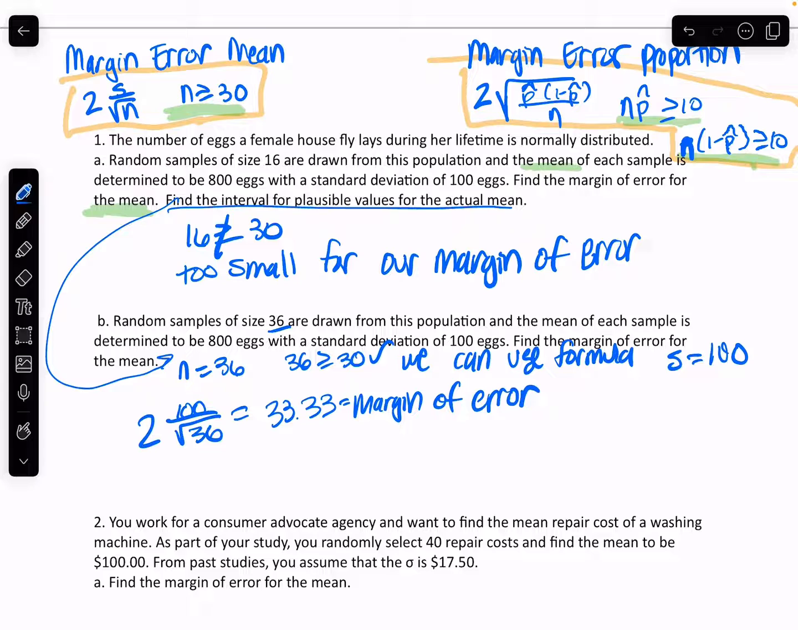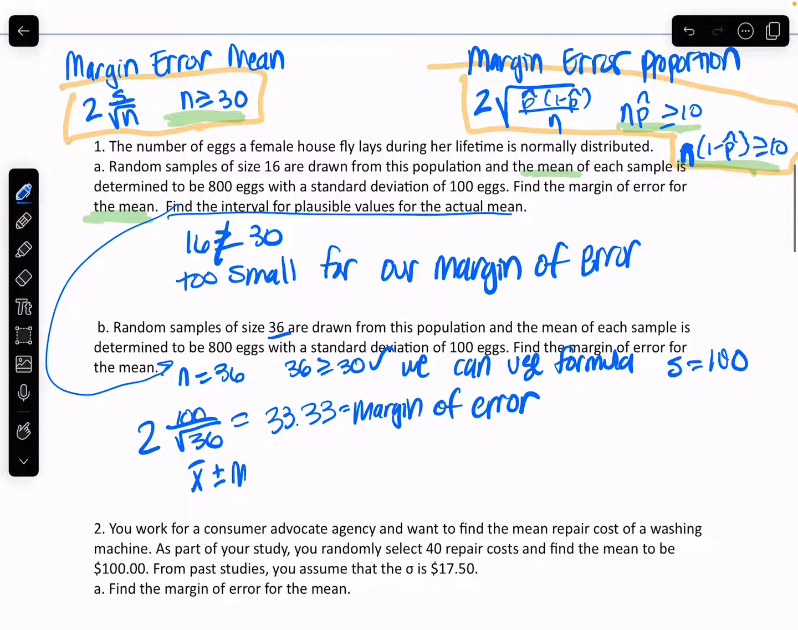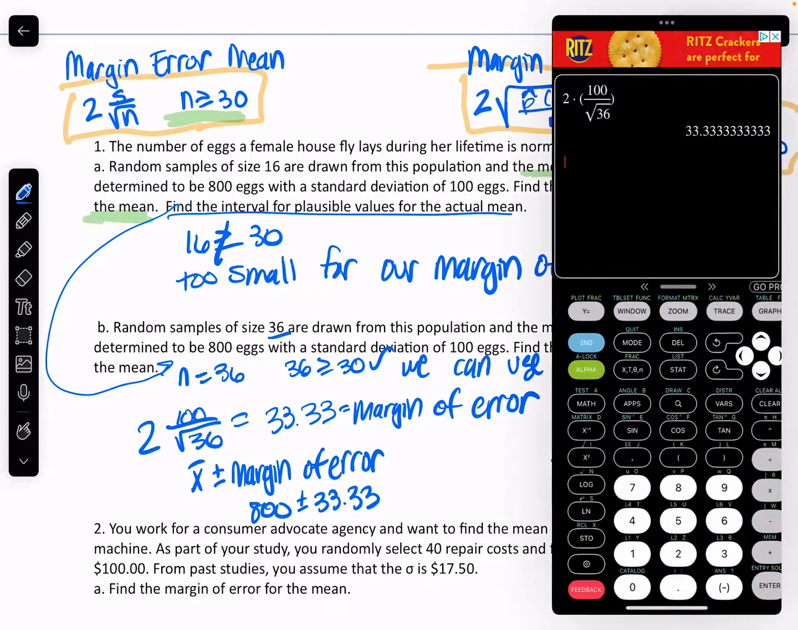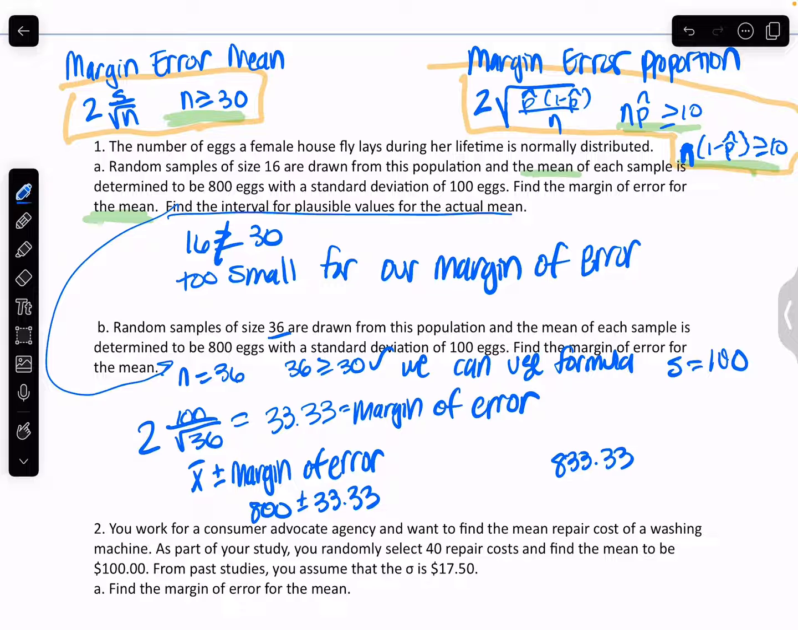So we found the margin of error, but we also want to find the interval for plausible values for the actual mean. So we start with the mean of our sample, our x bar, and then you're going to do plus or minus your margin of error. So for our sample mean we have 800, plus or minus 33.33. So on the high end, we have 833.33. And then if we do 800 minus, and I can just do second answer, that gives us 766.67.